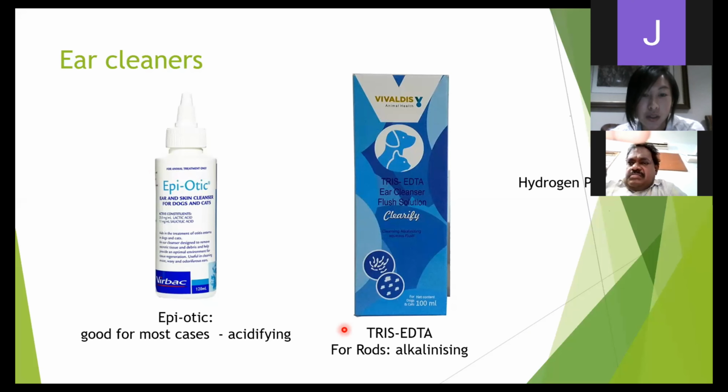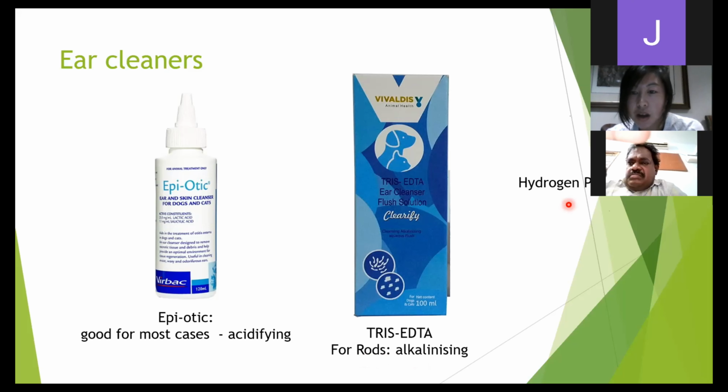If you have rods which are harder to treat, particularly the Pseudomonas, the best one to use is Tris EDTA, which I think is available in India as well. Look up the Indian website. This one is alkalinizing because for rods, they're easier to treat in an alkaline environment.